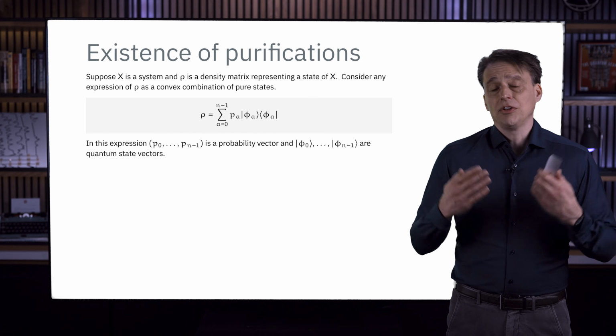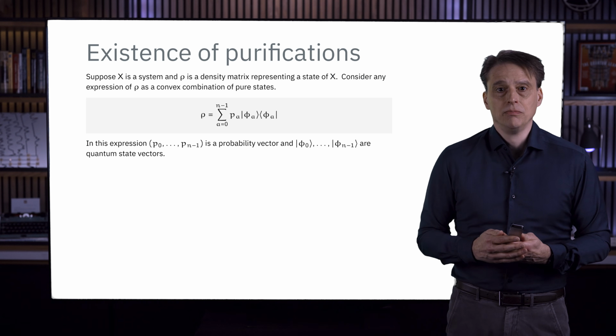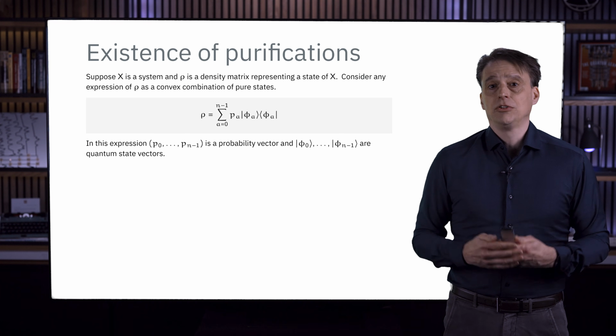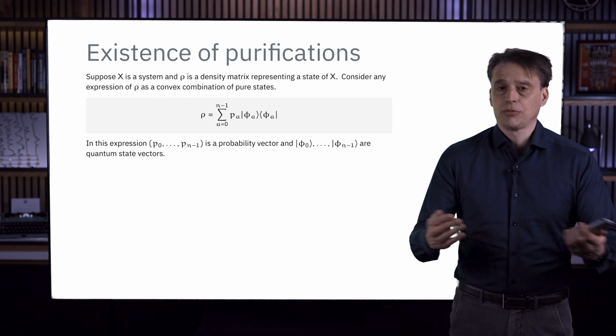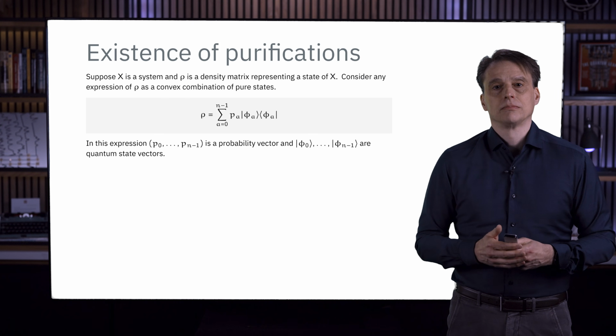On the other hand, this doesn't have to be a spectral decomposition of ρ, and we don't need these quantum state vectors to be orthogonal, for instance. Any expression of ρ like this is fine.